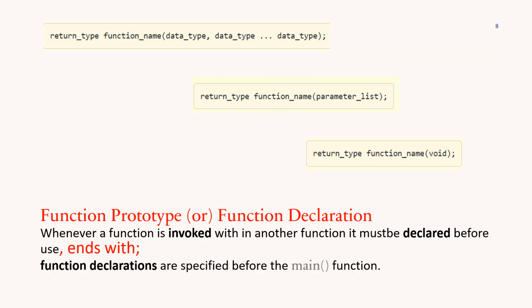And you can see the second part, the function declaration. We have the different syntax: return type, function name, data type, with commas ending with a semicolon, and then we can have the return type, function name with the parameter list ending with a semicolon, and then we can have the return type, function name with a void. Whenever a function is invoked within another function, it may be declared before use, and it has to end with a semicolon. The function declarations are specified before the main function.